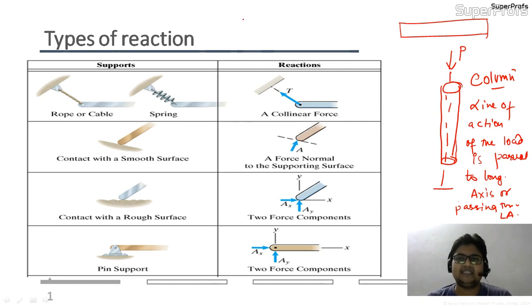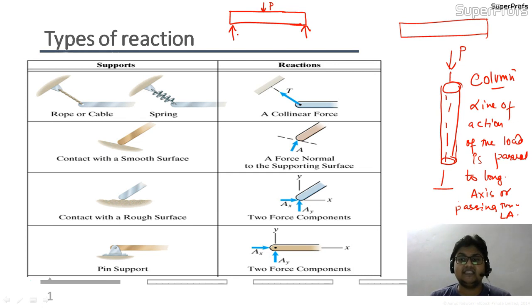Let me take a simple example for understanding. Suppose this is my beam, and I have loaded this beam in this fashion. This beam will not be in equilibrium. As a force P is acting here, if I don't apply any support to this beam, then it will start accelerating in the downward direction. So to keep it in equilibrium, we have to provide a support, and this support can be of many different forms.